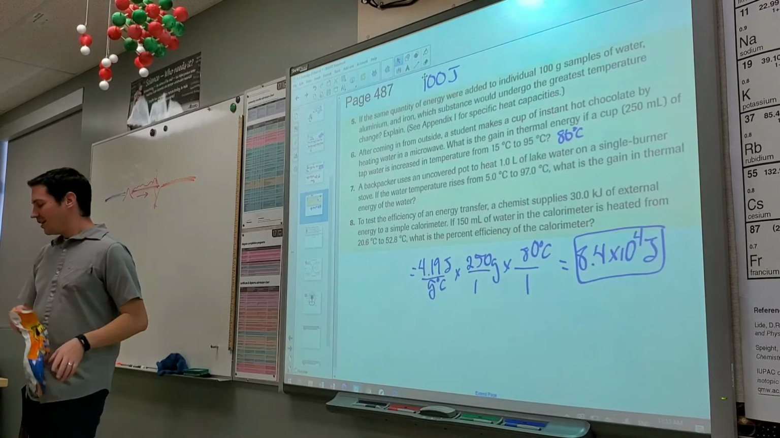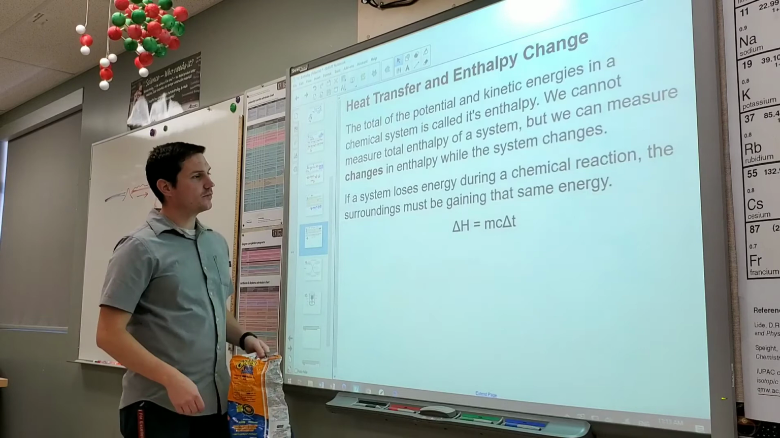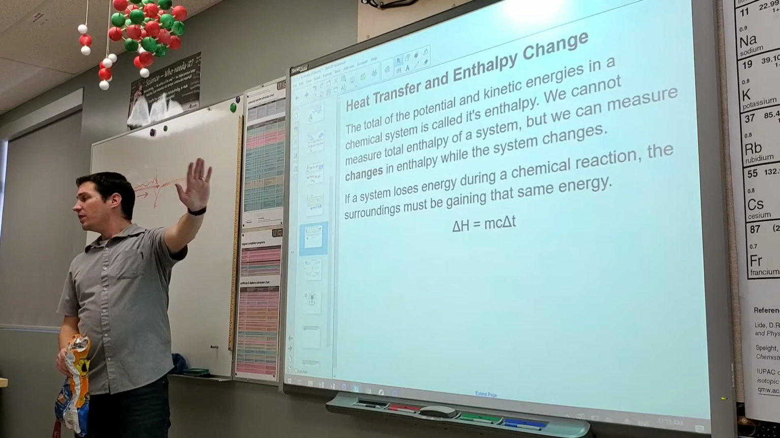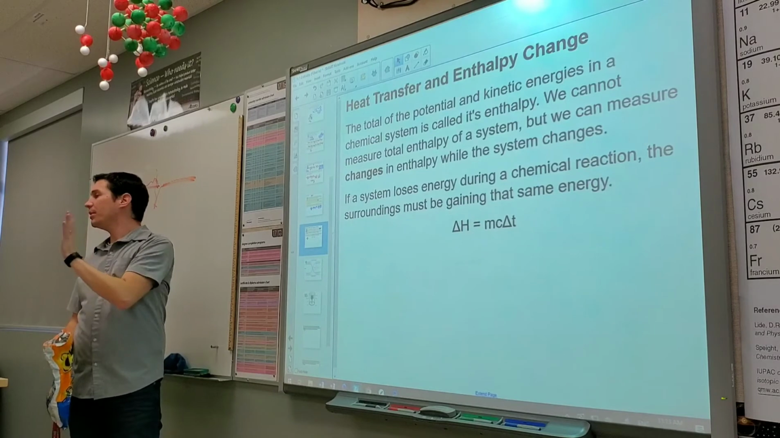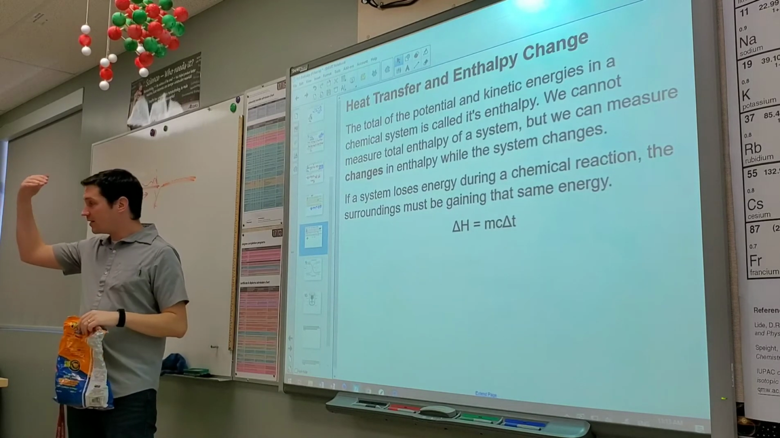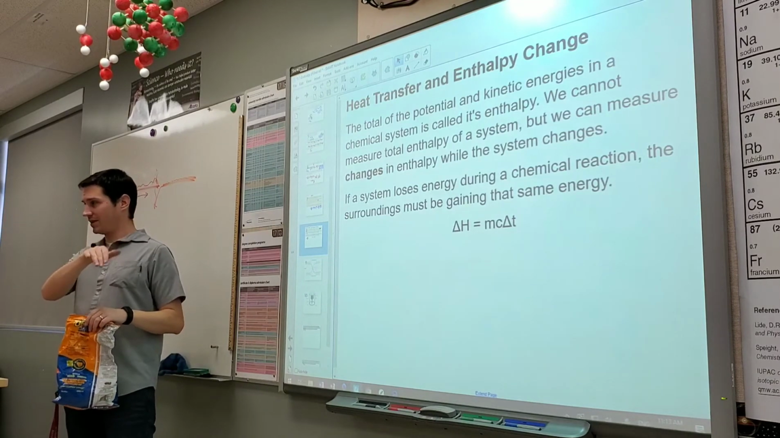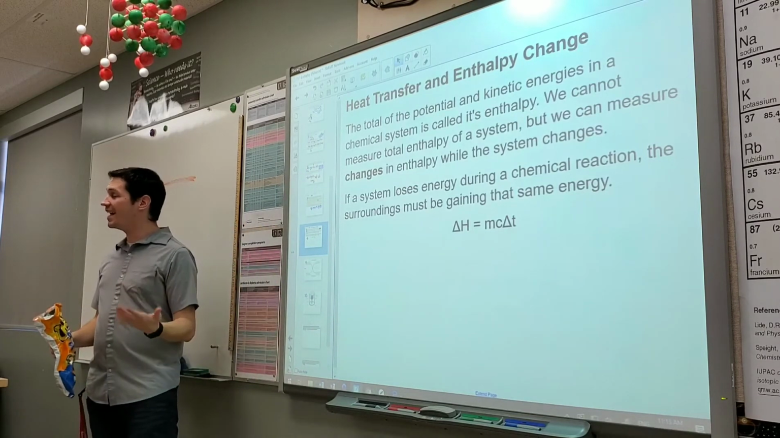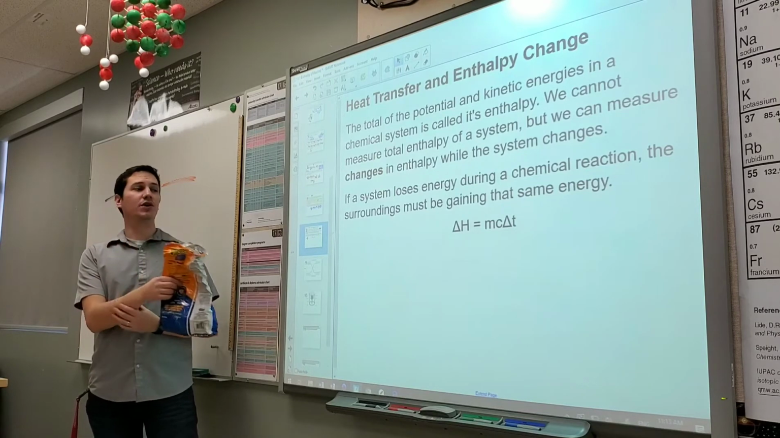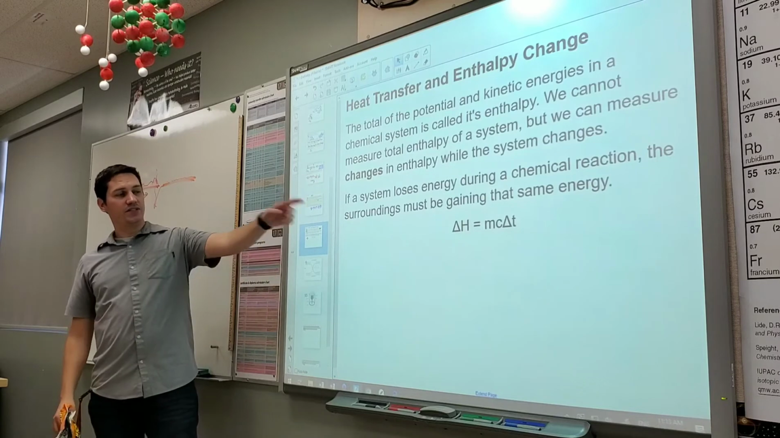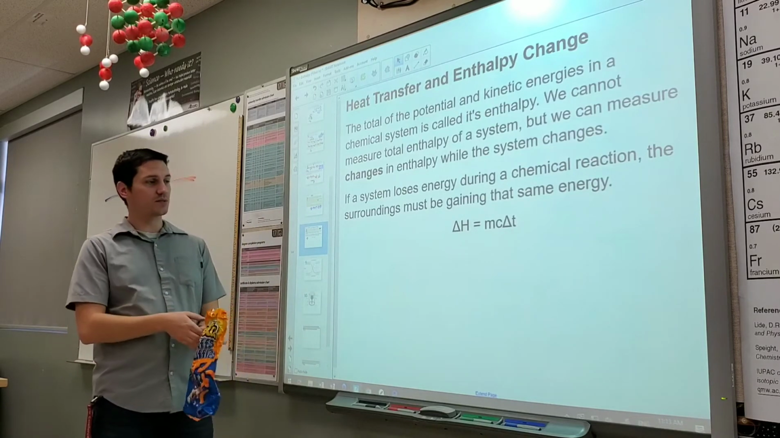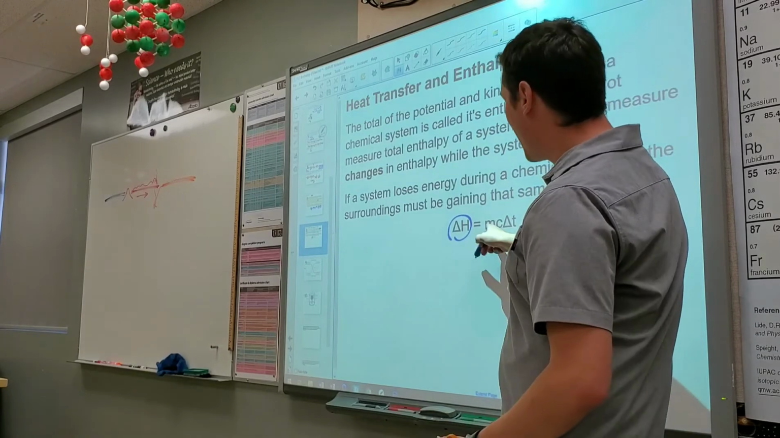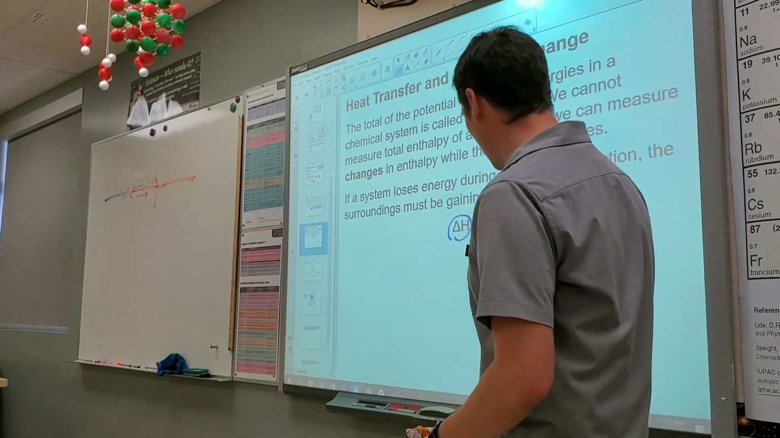Yeah, that's okay. So what I want us to do right now is think about this. The total energy of our isolated system has to remain the same. So if something loses energy, what does something else have to do? Gain energy. The total of the potential and the kinetic energies in a chemical system is called its enthalpy. We cannot measure the total enthalpy of a system, but we can measure changes. If a system loses energy during a chemical reaction, the surroundings must be gaining that same energy. So that's kind of what we were doing there: the enthalpy change is equal to our mass, specific heat capacity, and our temperature change.